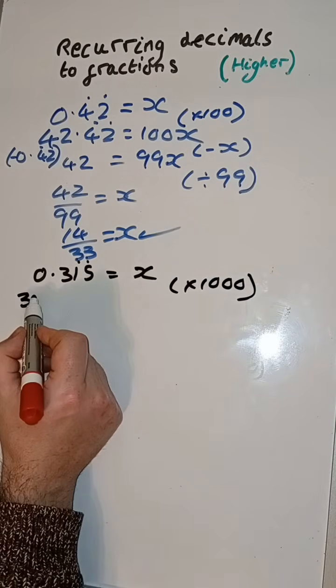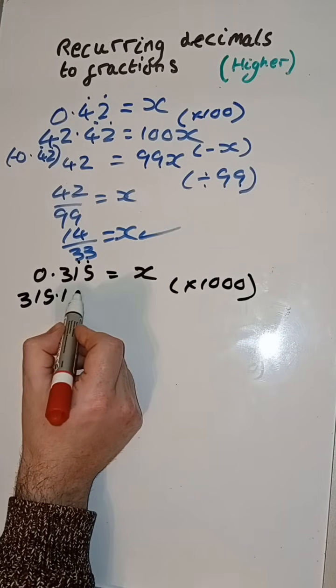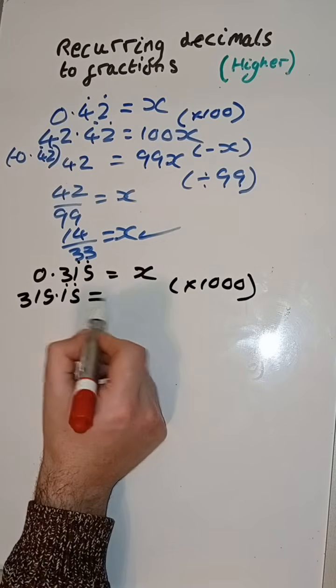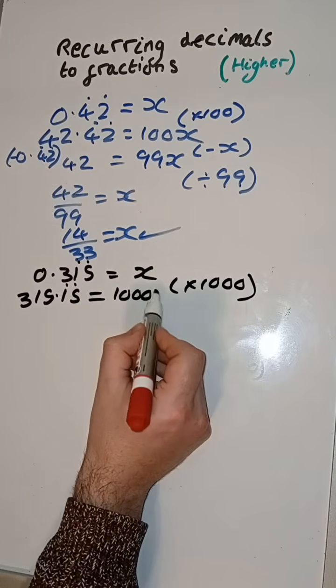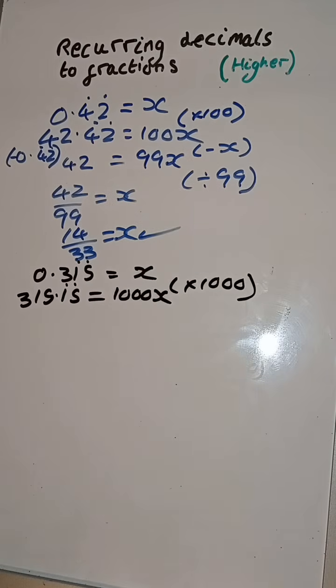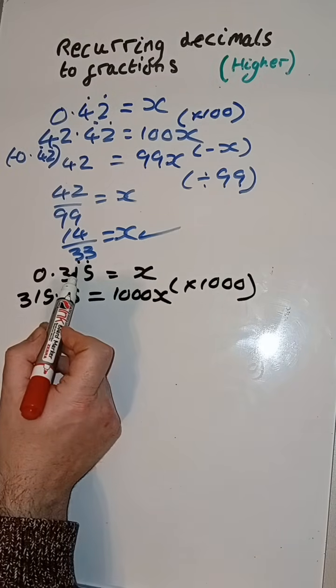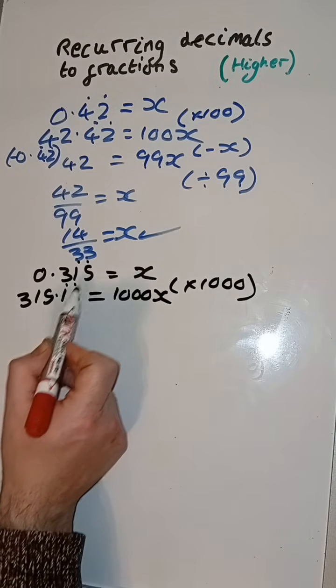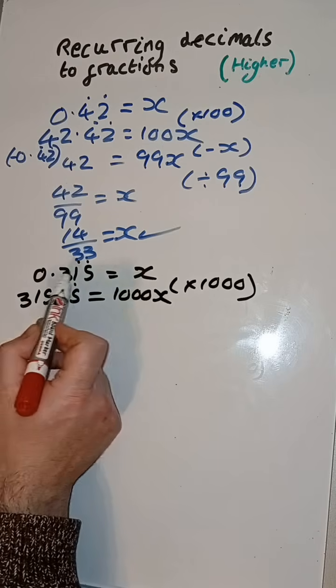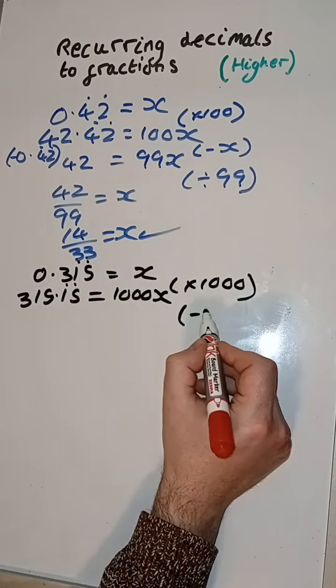And that gives me 315.15, and the 15 is recurring, and that is equal to 1,000x. Lovely. So the next thing to do then, we need to do our takeaway. Now we need to take away more than a single x here. We need to make sure that these 1s and these 5s line up. So we're going to need to take away 10x.